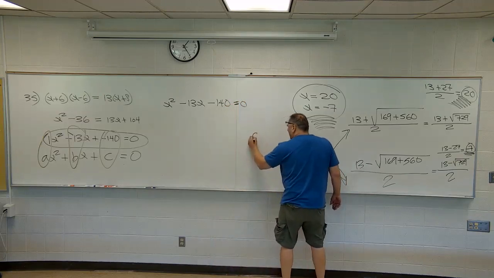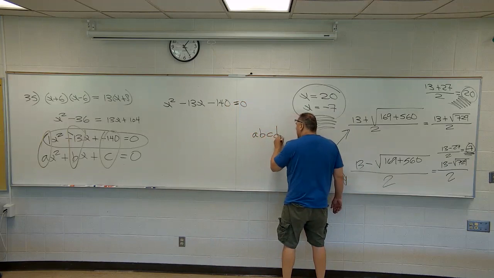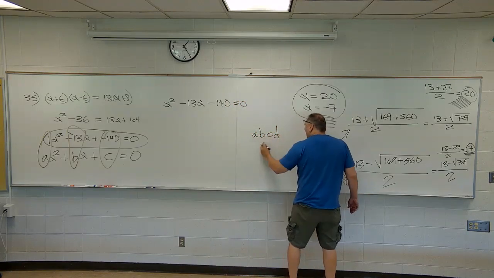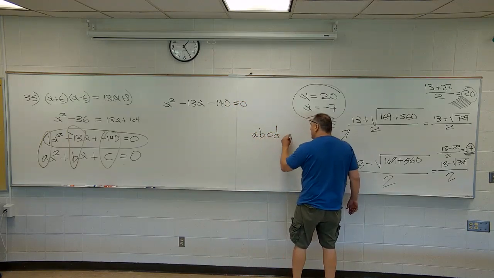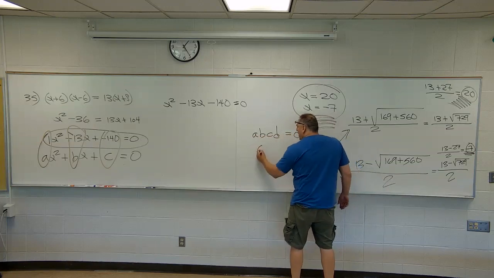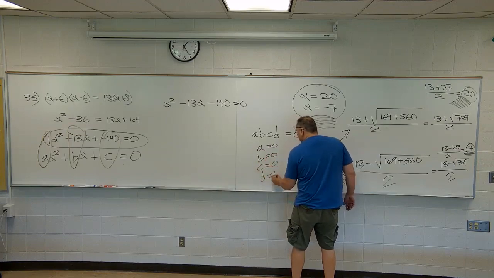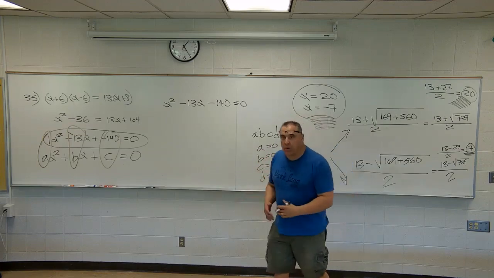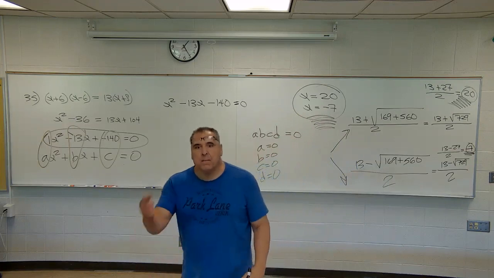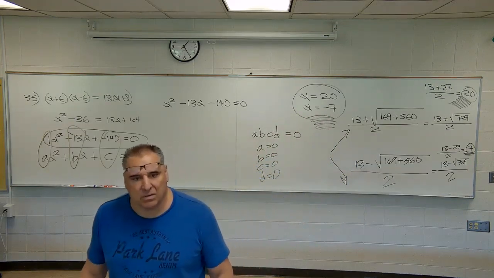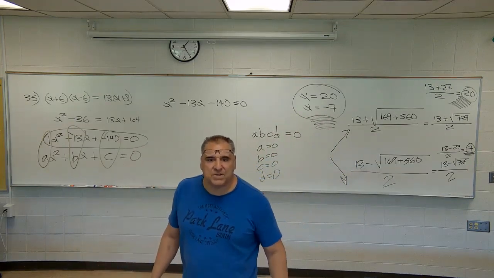If I get a whole bunch of terms, if I got A, B, C, D, if I got A times B times C times D, and I set it equal to 0, either A's got to be 0, or B's got to be 0, or C's got to be 0, or D's got to be equal to 0. One of them's got to be 0, or all of them, or some combination of them, but at least one of them has to be 0.